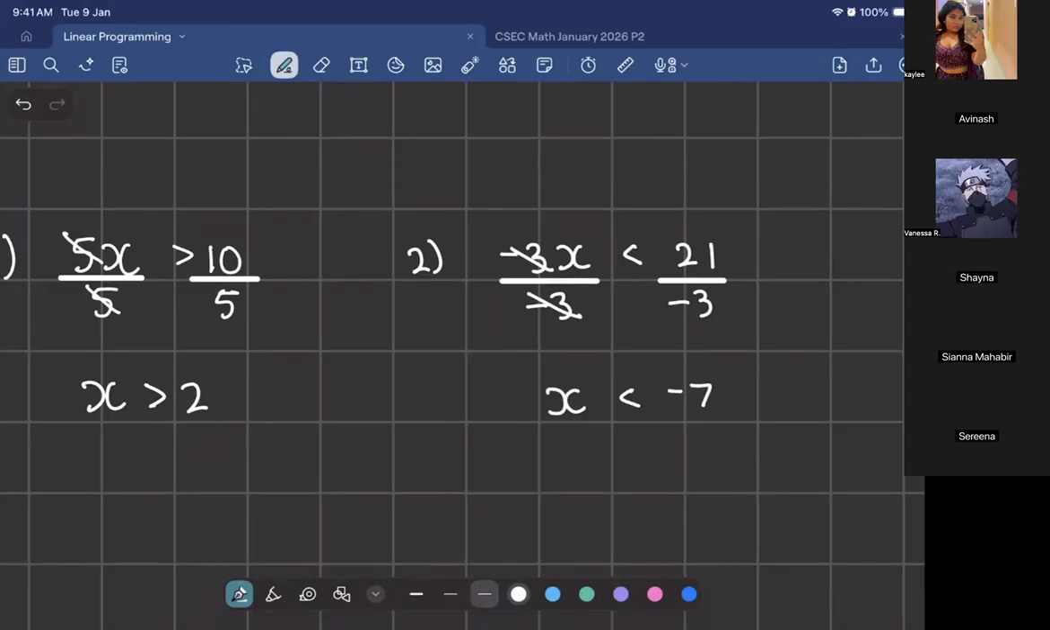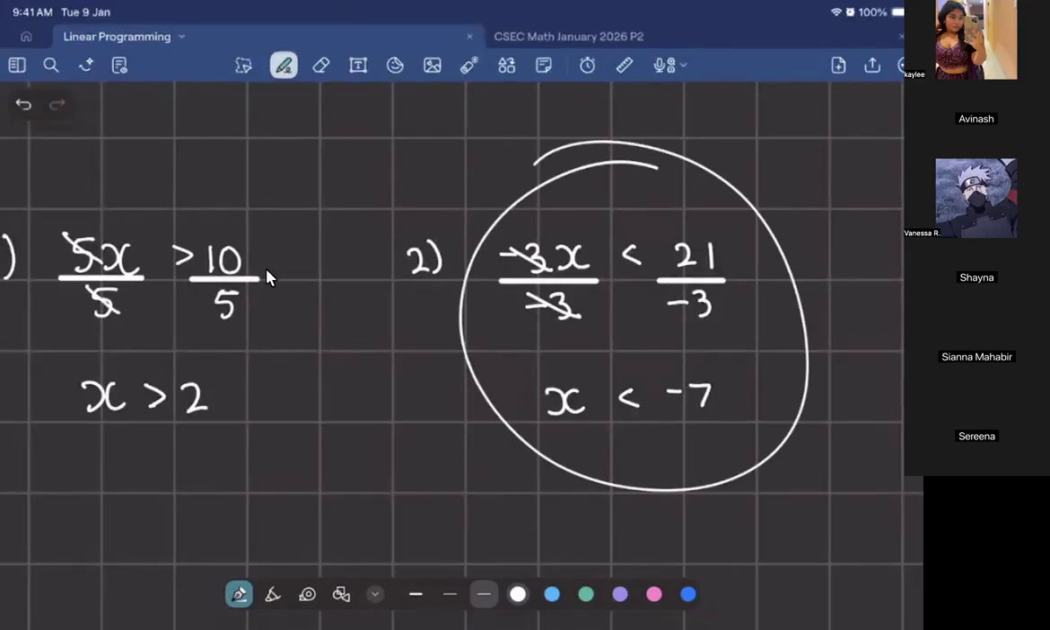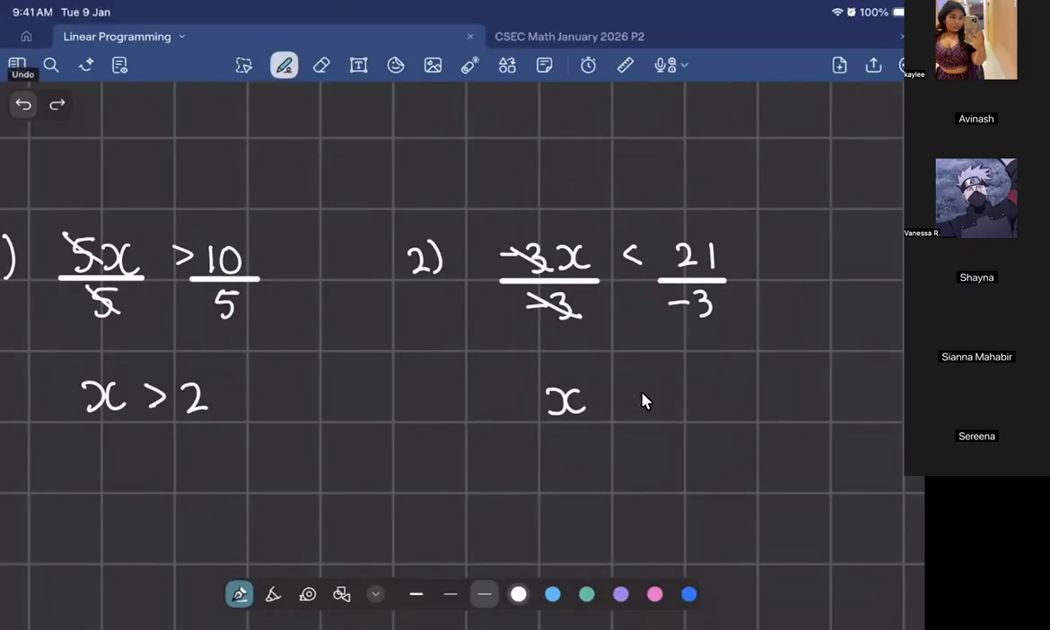Oh, I smell something a little wrong. Could anybody tell me what was wrong with that? Talk to me, guys. Is this correct? Yes or no? Sienna, you think this is correct? No, sir. All right, Sienna, what's supposed to happen? You flip the sign. Yes.